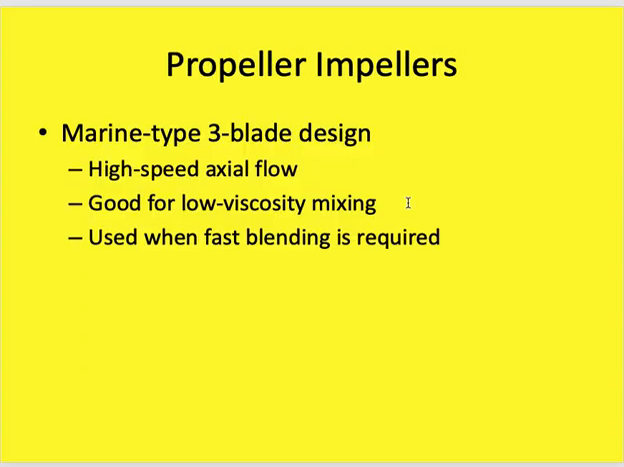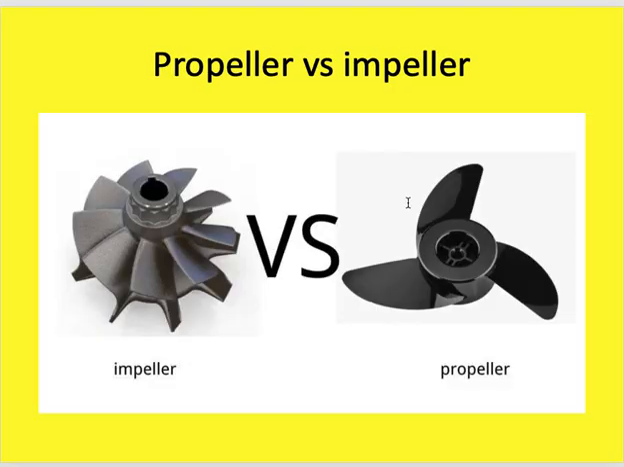The propeller impeller, marine type, 3 blade design. This is a high speed axial flow, good for low viscosity mixing, okay? Because you will not have a higher power consumption here. Okay, used when fast blending is required, okay? This is the propeller versus the normal impeller. The propeller is like this.